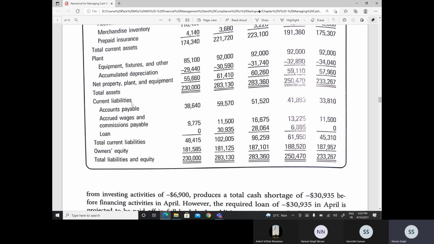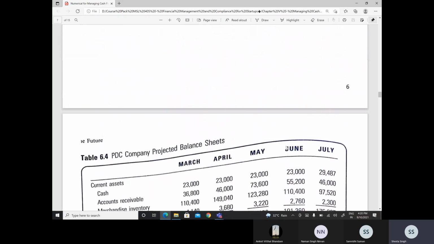Now we start with the liability side, the current liabilities. Accounts payables are 38,640. Accrued wages and commissions payable are 9,775. There is no loan. The total current liabilities is 48,415. The owner's equity is 181,585, and the total liabilities and equity is $230,000. So similarly, we make the projections for the other months of the balance sheet as well. And third, we create the cash flows.